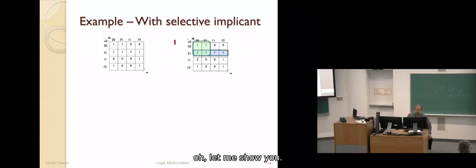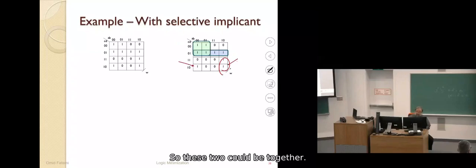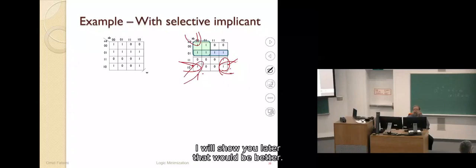Okay. Let me show you. These 2 could be together. These 2, look at here, this one and this one. So these 2 could be together. What else? For example, this one and this one, they could be together. I will show you later. That would be a better map.